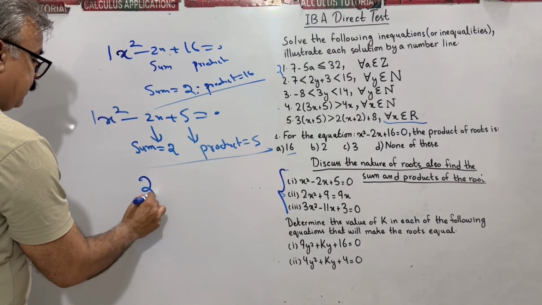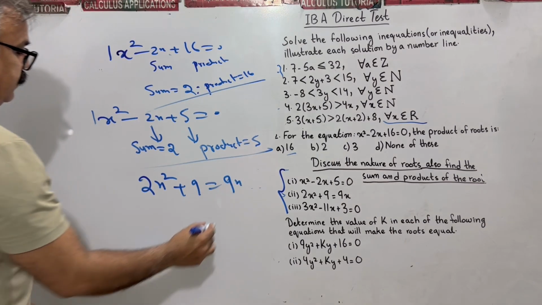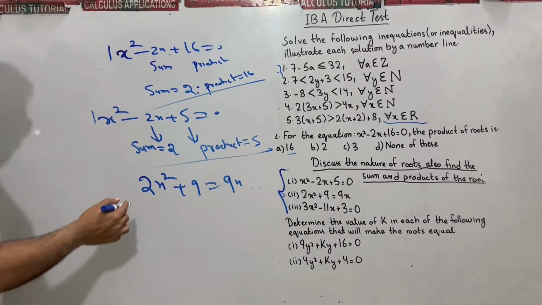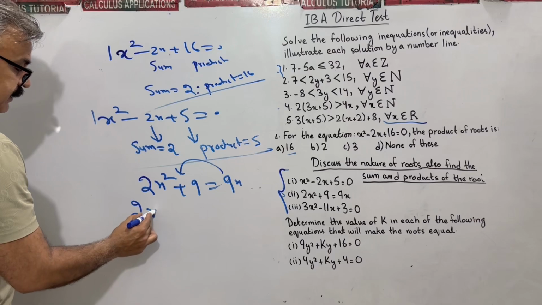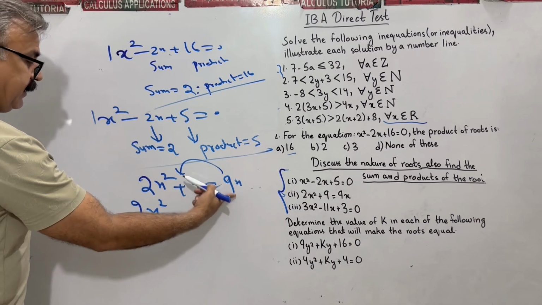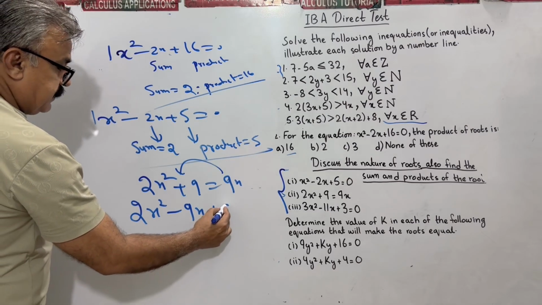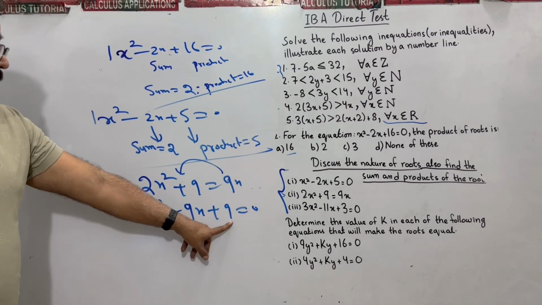Here is another quadratic equation: 2x square plus 9 is equal to 9x. Write it in standard form: x square, then x, then the term without x. So it becomes 2x square. Shift 9x from right to left, and it turns negative: minus 9x plus 9 is equal to 0. Look at this. It is not our sum of the roots, and it's not our product of the roots.